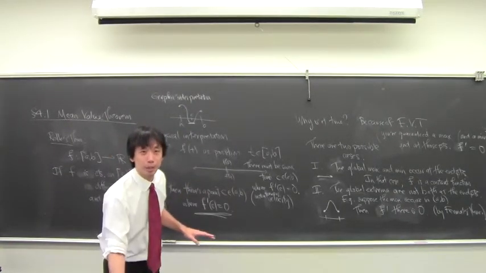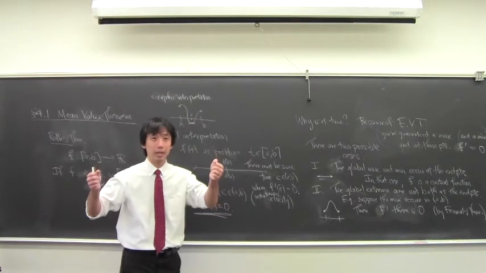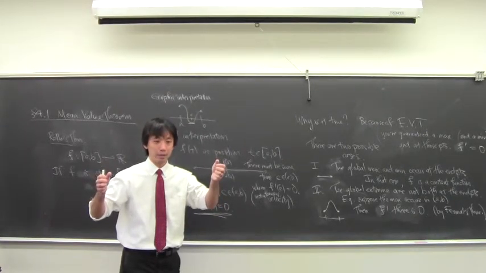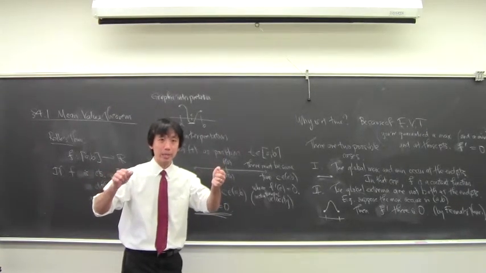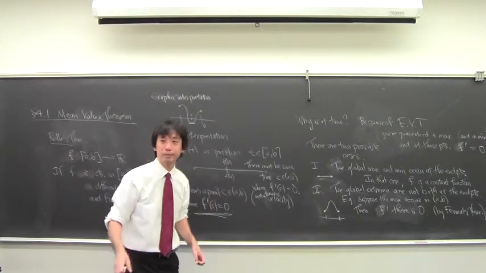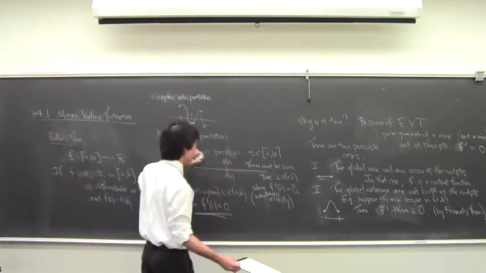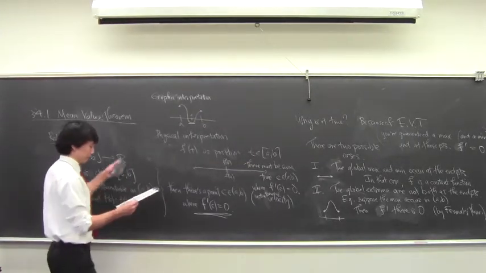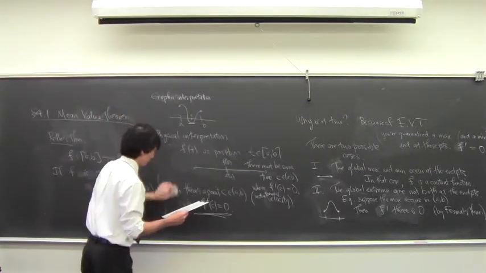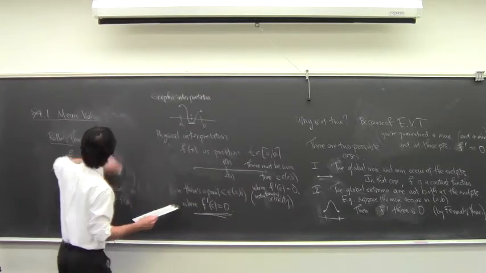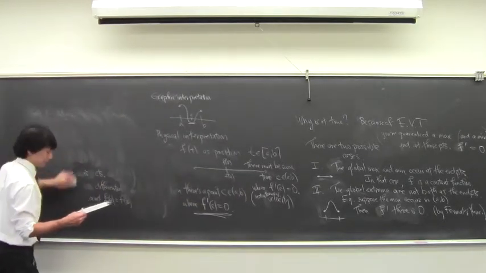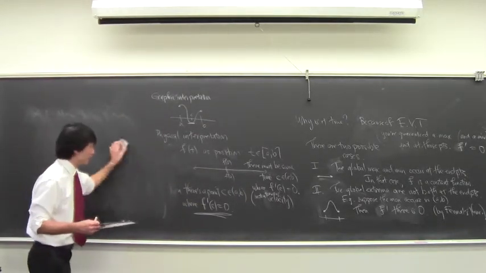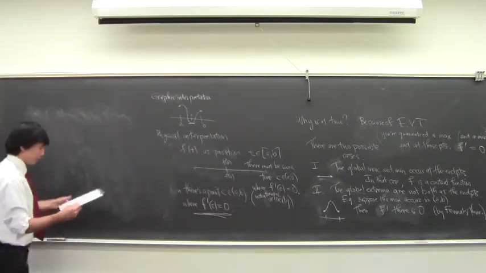So Rolle's theorem tells you that you're guaranteed a place where the derivative is 0, as long as these conditions are satisfied. So maybe we'll give you a problem. Okay, so here's a problem for you.